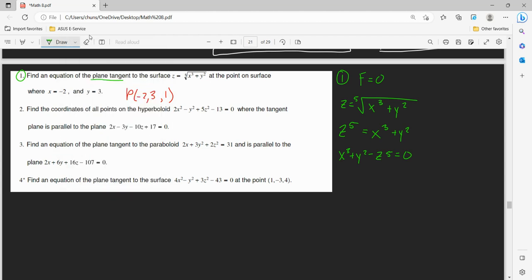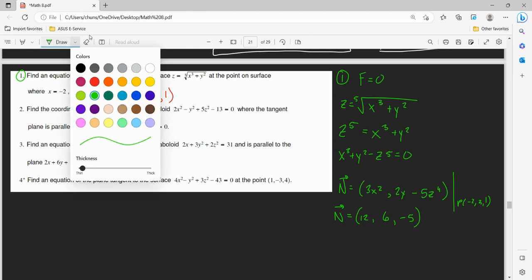Okay, moving on. So this will give us our normal equation. So we'll start with 3x squared, 2y, and minus 5z to the 4, and this is at our point -2, 3, and 1. And so our normal vector becomes, so this is 4 times 3, which is 12. This is 6, and this is -5.